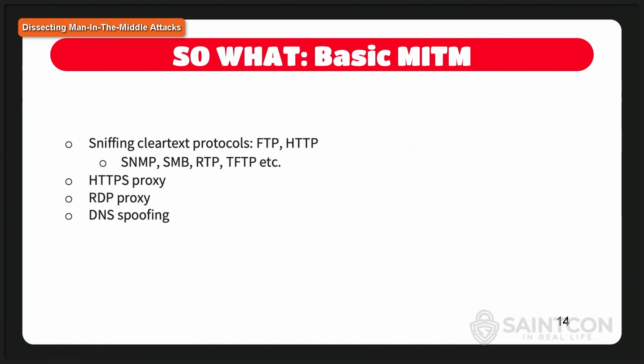Especially on the internal network, because people think, okay, this resource is behind the firewall, so it can't be exploited or it's not vulnerable. Well, all the attacker has to do is figure out a way to be plugged into your network and then do this kind of thing. So anyway, in a man-in-the-middle situation, you can sniff FTP and HTTP and SNMP, SMB, RTP, TFTP, and all those protocols that are unencrypted by default.